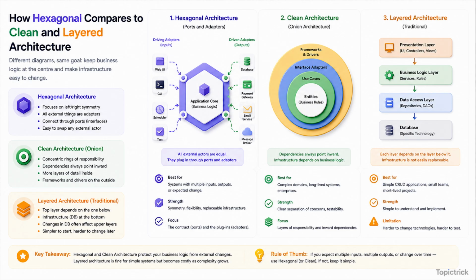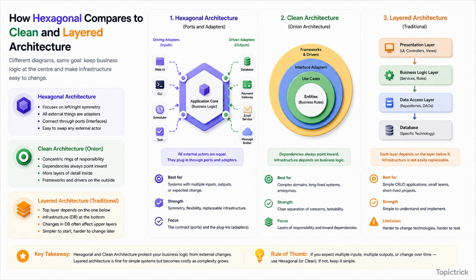The key difference is that hexagonal architecture is more focused on the left and right symmetry, the idea that all external actors, whether they are drivers or databases, are treated equally as things that plug in and out. Clean architecture adds more layers of detail inside the hexagon.